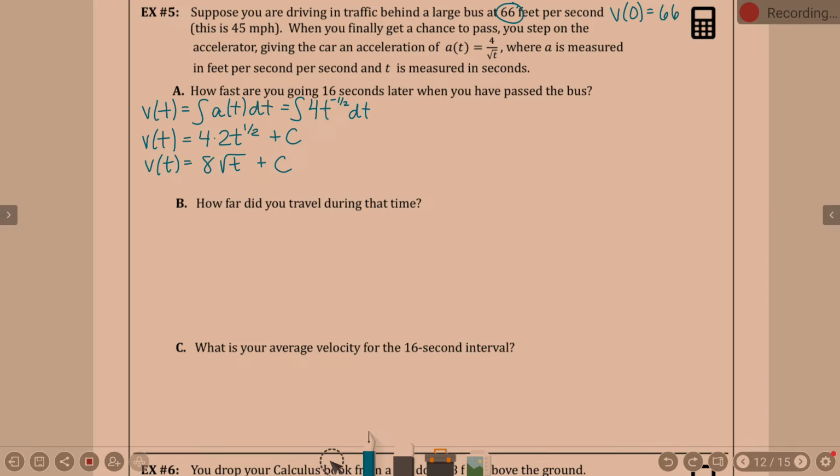So now, if we input 0 here, do I need to show the math? I mean, if I say v of 0 is 8 square root of 0 plus c, and that equals 66. What do we know c is? 66, right? Which often happens, and you'll see that a lot where the work's not really shown. We can just go ahead and say that c ends up being 66. So my velocity equation is 8 square root of t plus 66.